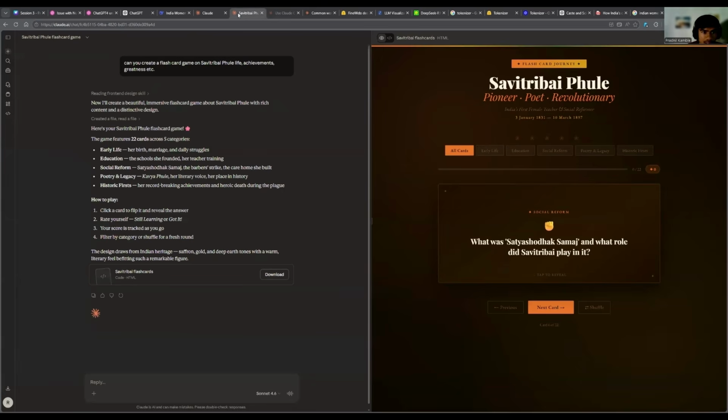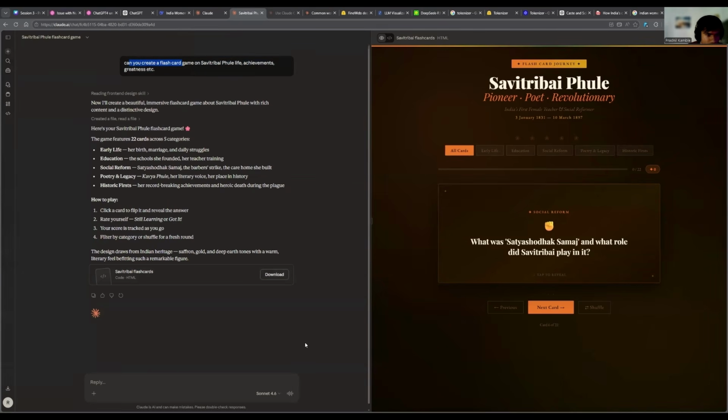That's the reason I wrote this very small prompt before the start of today's session. I tried a bunch of others, and I chose one nice one. I wrote this prompt, which was, "Can you create flashcard game on Savitribai Phule, life, achievements, greatness, etc." Very simple prompt. Claude understood it. It, of course, created it in HTML, so it created the code for this particular app, or app inside HTML.